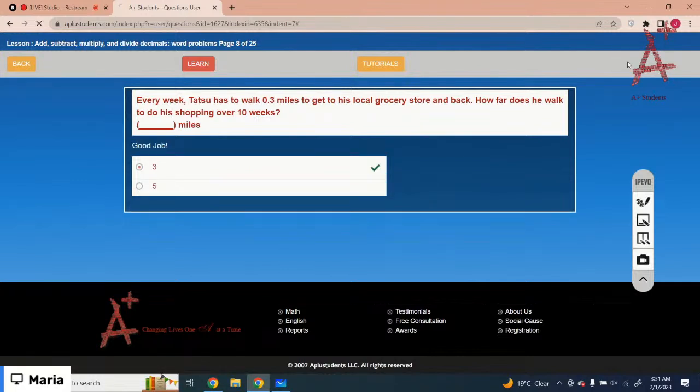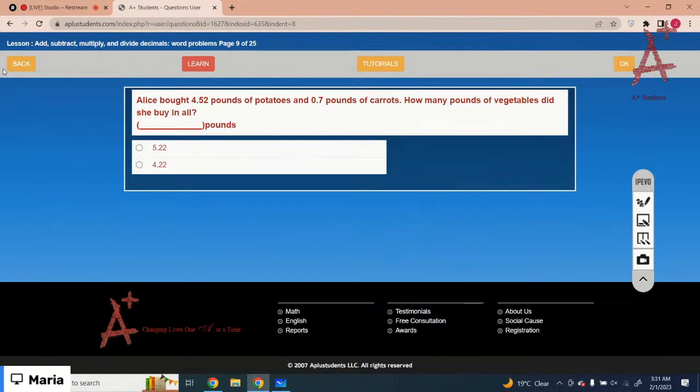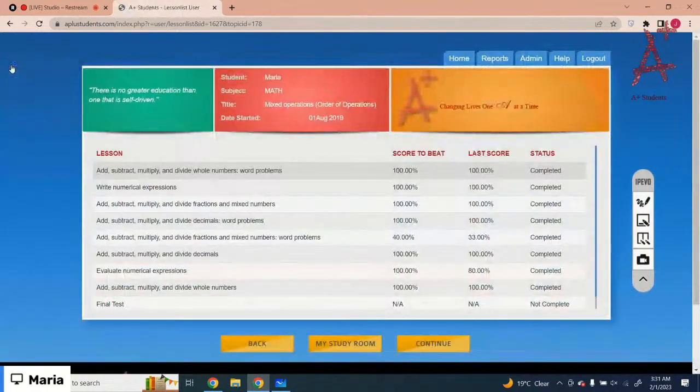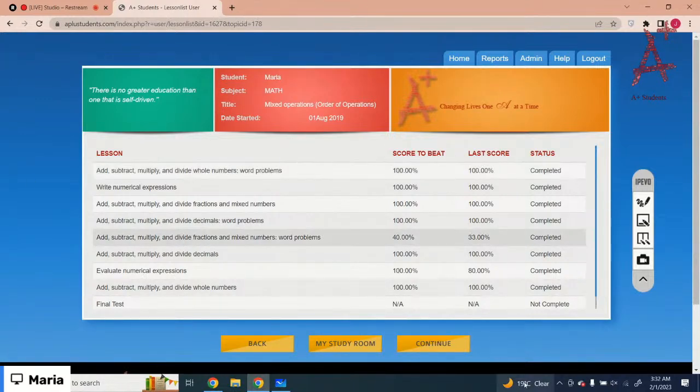Okay, you can complete the test by yourself later today. Let me just move on to the next lesson. And the next lesson is add, subtract, multiply, and divide fractions and mixed numbers word problems. So you have to work with the fractions and mixed numbers, and you have to do the word problems.